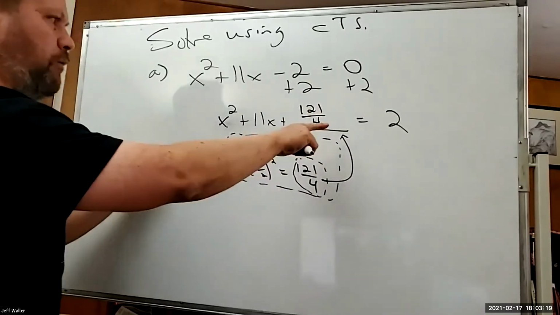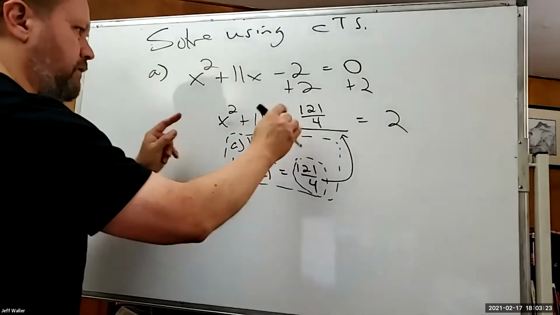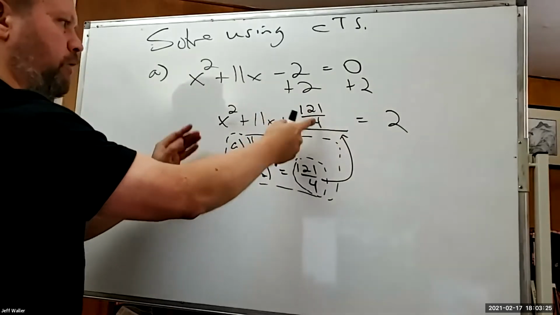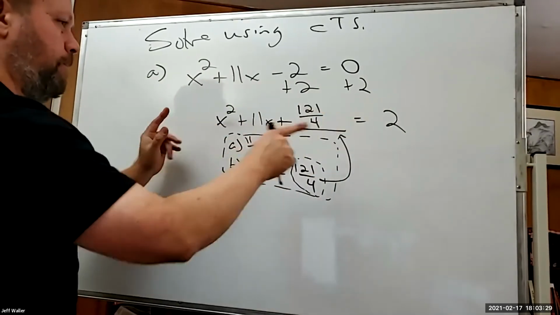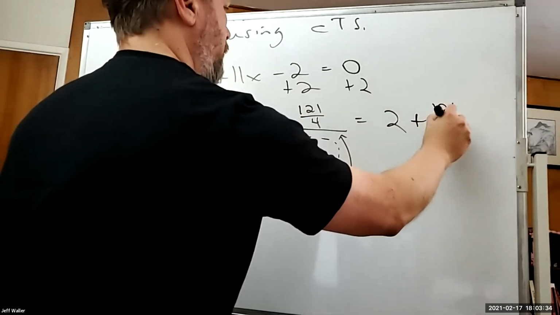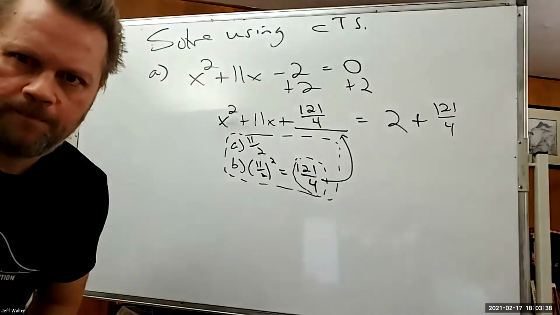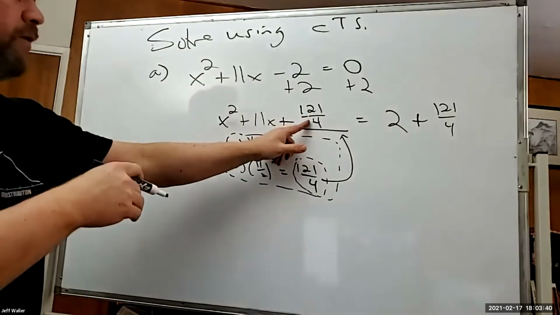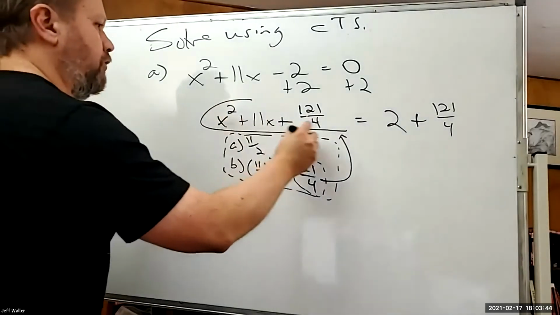What's the only legal way I can do that in this equation? This is an equation. I've just added 121 over 4. That wasn't there before. What do I also have to do at the same time? Add it to the other side. Of course. We've known that forever, right? This is an equation. If I do something to one side, I better do the same thing to the other side.